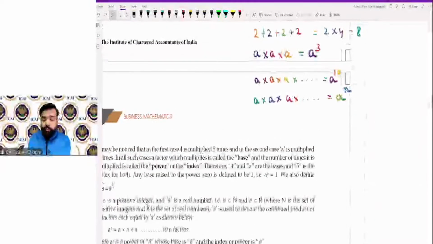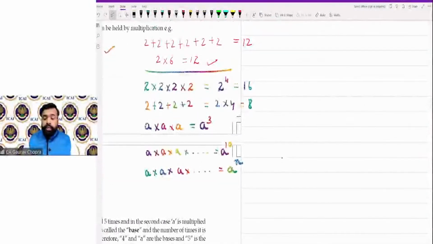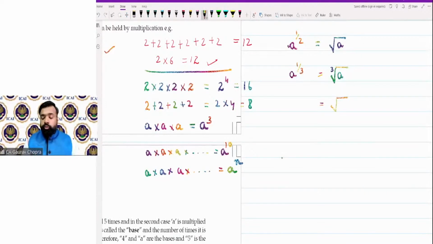Now the next basic thing is, if you are writing a to the power of 1 by 2, then it can also be written as square root of a. A to the power of half means square root of a. If it is cube root of a, cube root means a to the power of 1 by 3. If it is fourth root of a, fourth root means a to the power of 1 by 4.